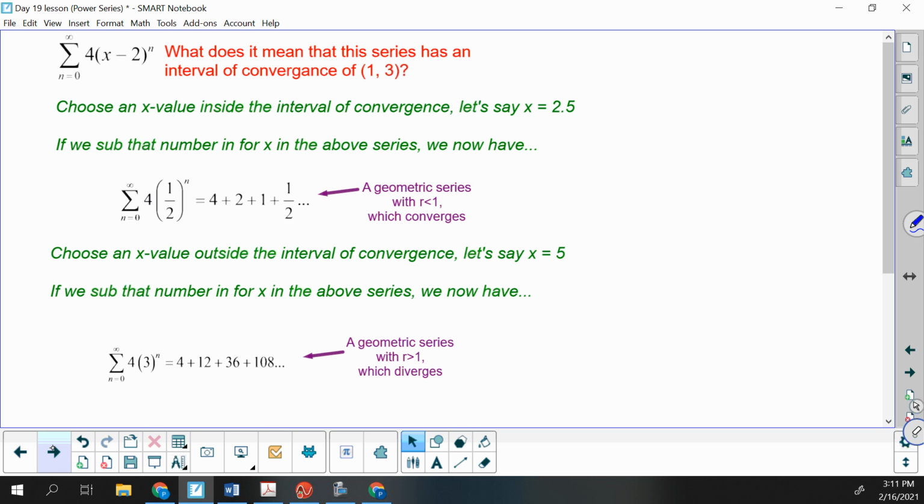If we did it outside of the interval, like x equals 5, 5 minus 2 is 3, so we'll get 4 times 3 to the n. That's geometric with an r greater than 1, so that diverges. So that's the meaning of it. The x values in our interval will cause the series to converge when you sub them in. Not always going to be geometric. We'll see instances where it's not, but in this particular case, it is.